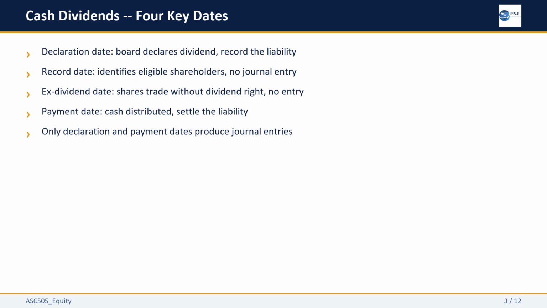Cash dividends move through 4 dates and most preparers know the names, but confusion about which dates require entries is very common. On the declaration date, the board approves the dividend and you record a liability, debit retained earnings, credit dividends payable. The record date is a cutoff that identifies which shareholders are entitled to receive the dividend. No journal entry. The ex-dividend date is a market convention. Again, no entry. On the payment date you settle the liability, debit dividends payable, credit cash, 2 entries across 4 dates. Know which 2.